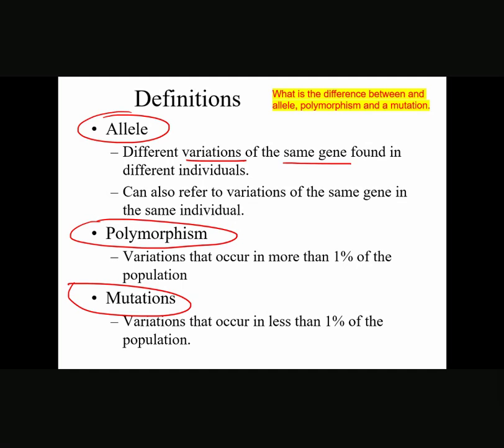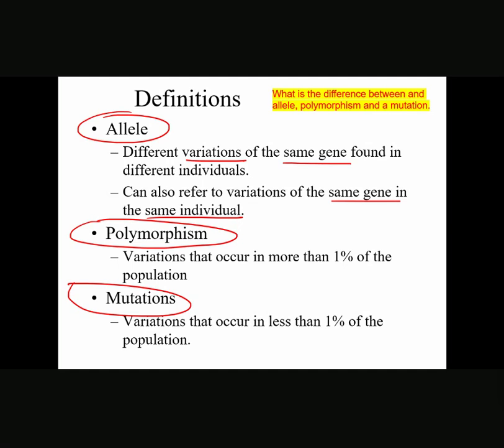Variations to the same gene in the same individual. If you remember, I mentioned that we have multiple copies of the same gene. We get 2 chromosomes, one from our mother, one from our father. We could have one allele from our father and a different allele from our mother. That just means there's a few bases in that DNA sequence that are different.